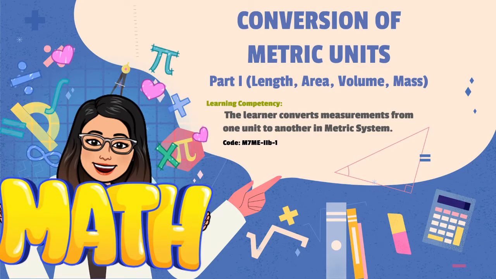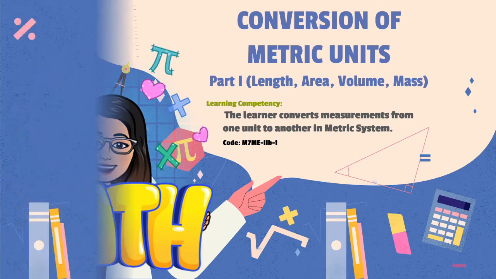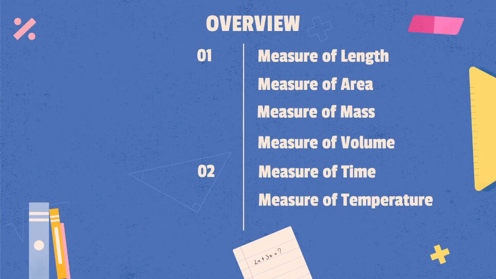At the end of this video lesson, the learner will be able to convert measurements from one unit to another in the metric system. This video lesson is divided into two parts. The first part is about conversion of measures of length, area, mass, and volume, while the second part is about conversion of measures of time and temperature.